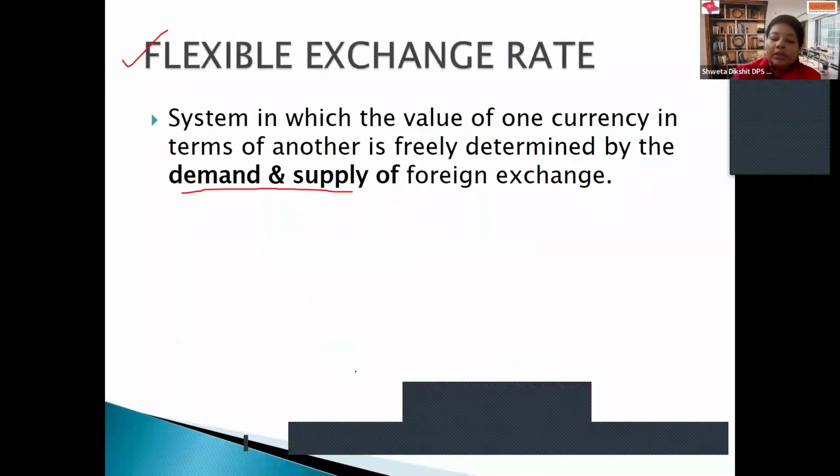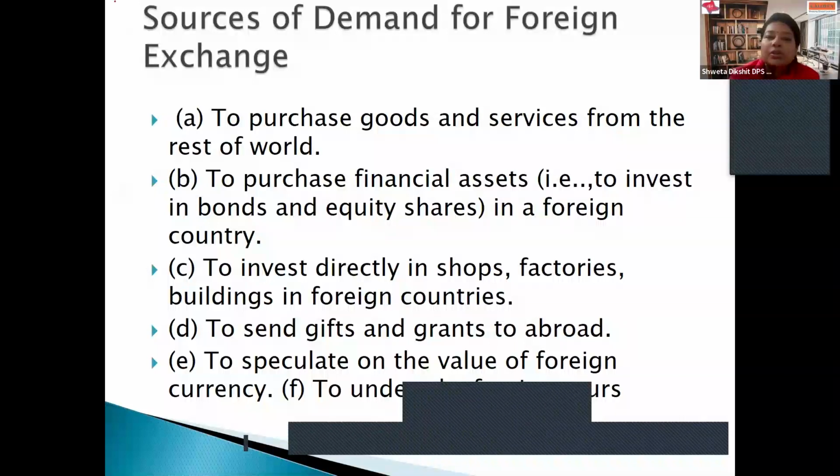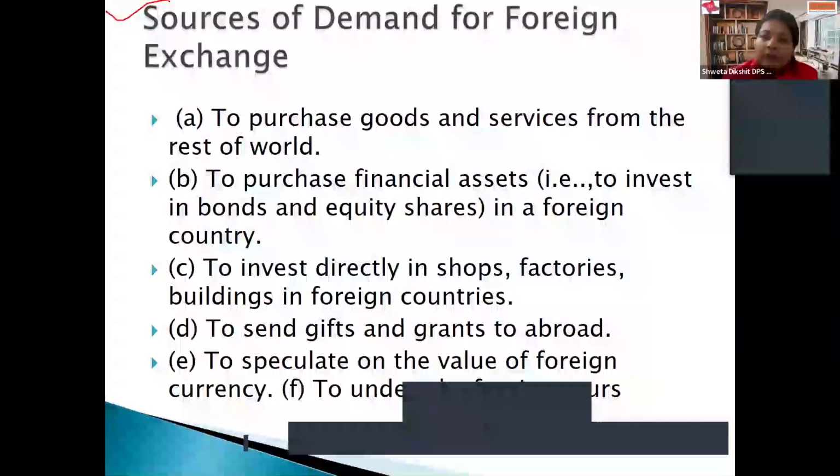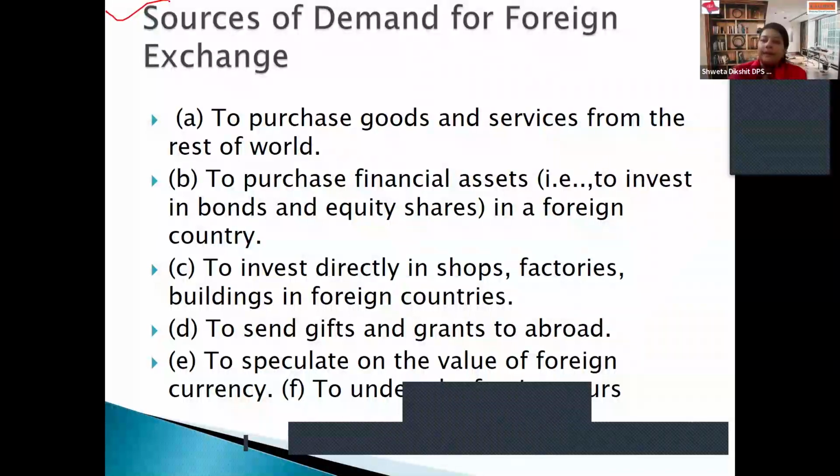Now, the other question which is asked out of this chapter: what are the sources of demand of foreign exchange? This you already know. This is nothing very different. It is something which we come across in our daily life. Just imagine why would a person demand foreign exchange or foreign currency? Or why would a country demand it? So first of all, let us talk about the country.